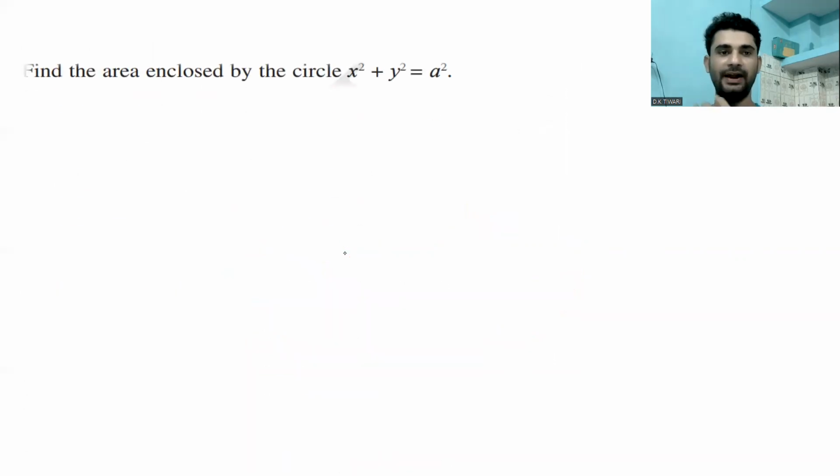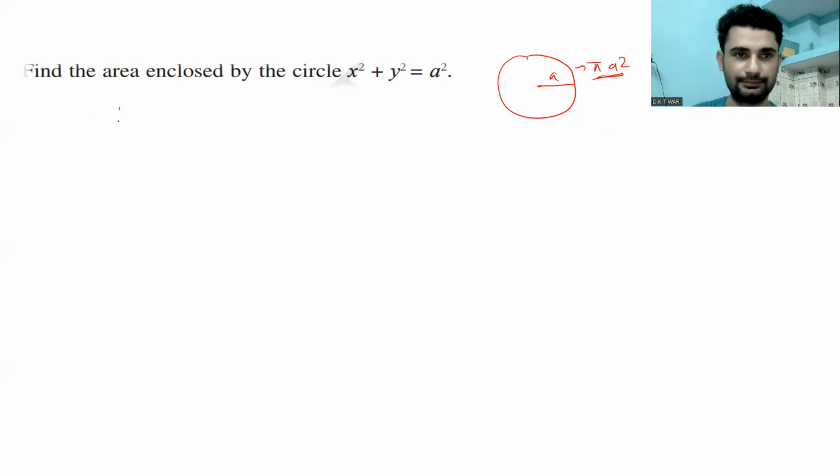Find the area enclosed by the circle x square plus y square equal to a square, where a is the radius of the circle. We know that if a is the radius of the circle, then the area of the circle is nothing but pi a square. Now let's calculate this area with the help of integration.